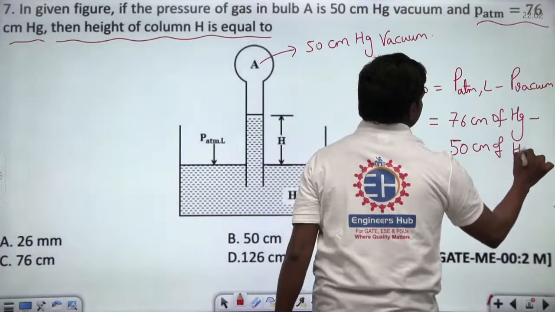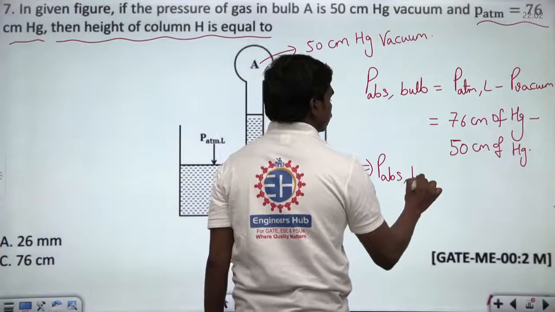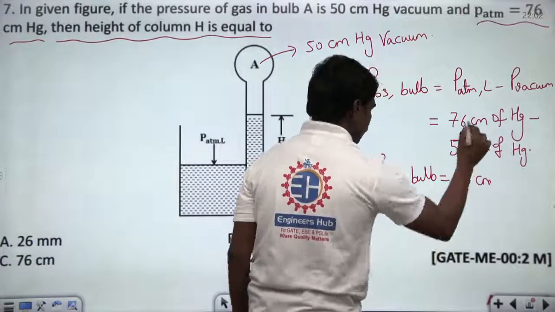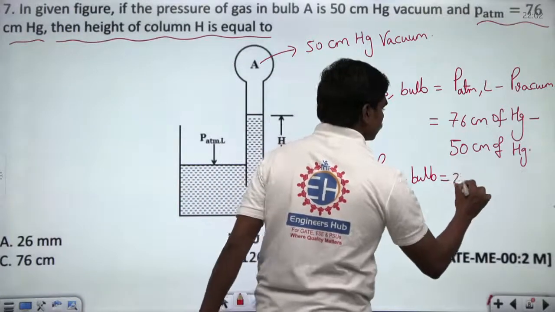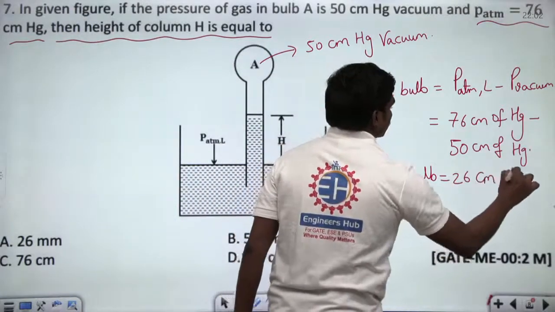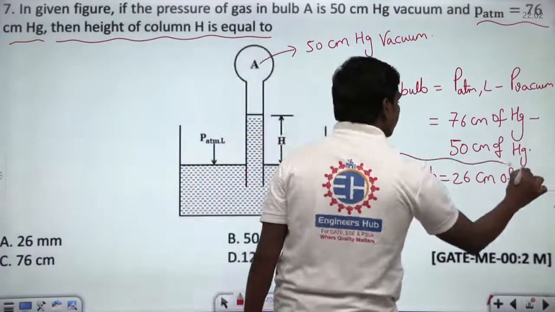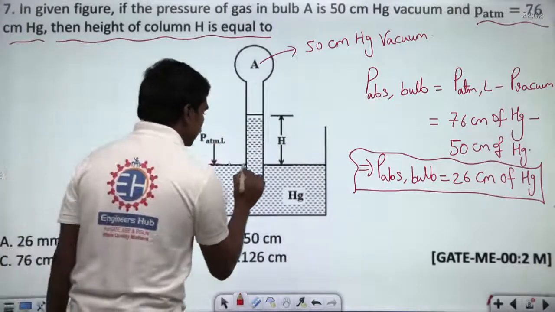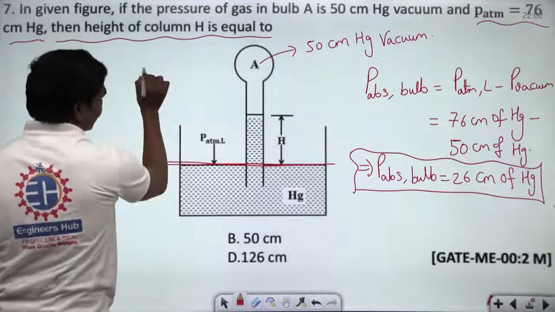So totally, what is the absolute pressure here? P absolute of this bulb is equal to 76 minus 50, which is 26 centimeters of Hg. This is what you have. Fine. So if this is 26 centimeters of Hg, and here at this layer totally if this is 76 centimeters of Hg, look, this total has to be 76 centimeters.